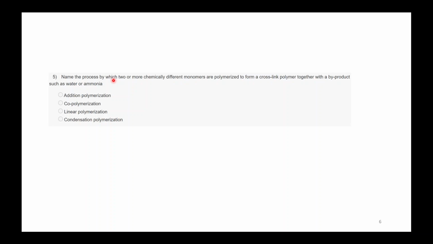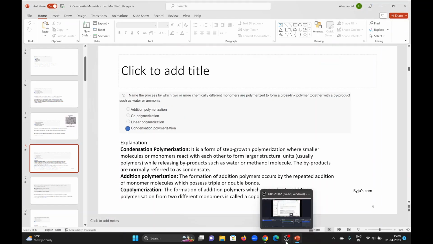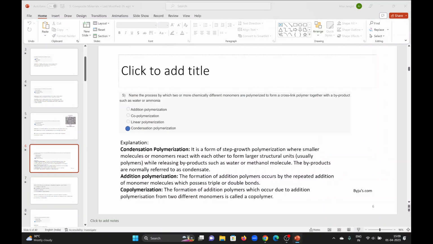Now question number 5. What is the name of the process by which two or more chemically different monomers are polymerized to form a cross-linked polymer together with a byproduct such as water or ammonia? Your options are addition polymerization, copolymerization, linear polymerization, or condensation polymerization. Your answer will be condensation polymerization.